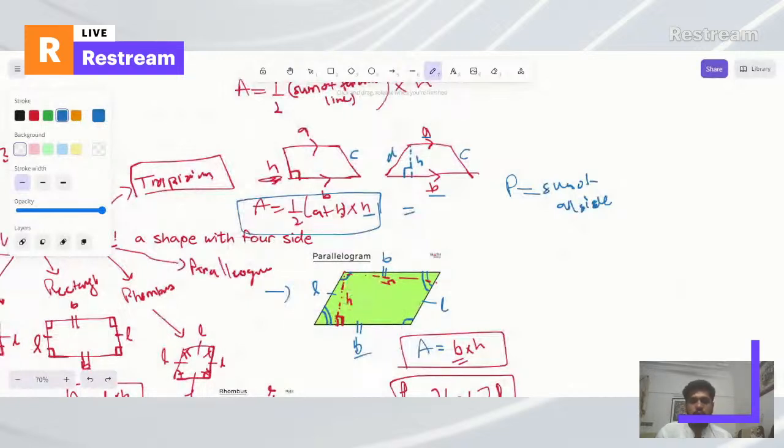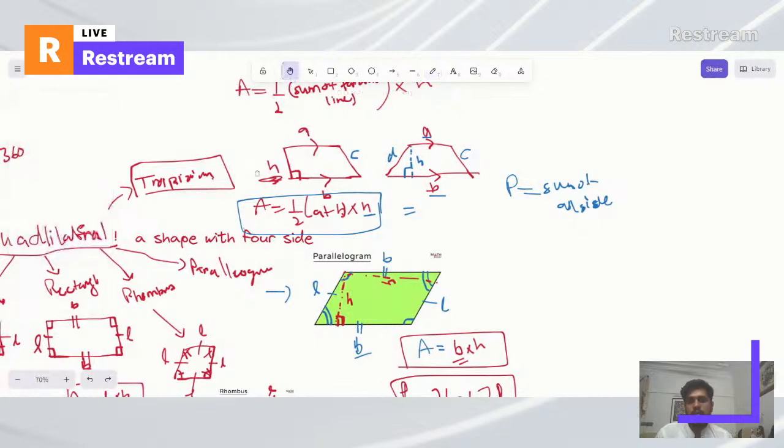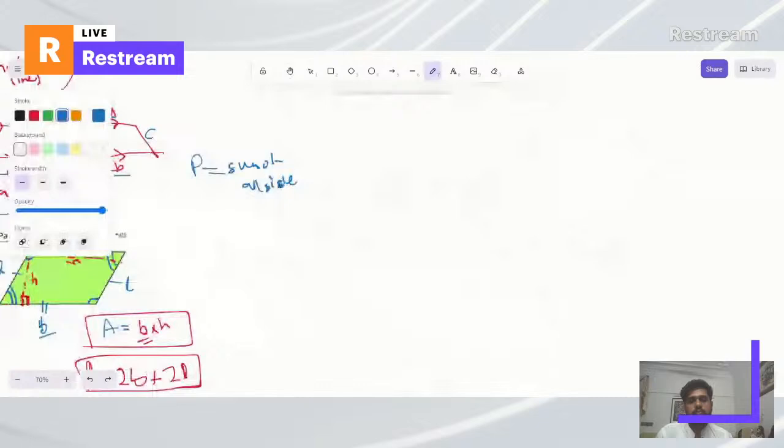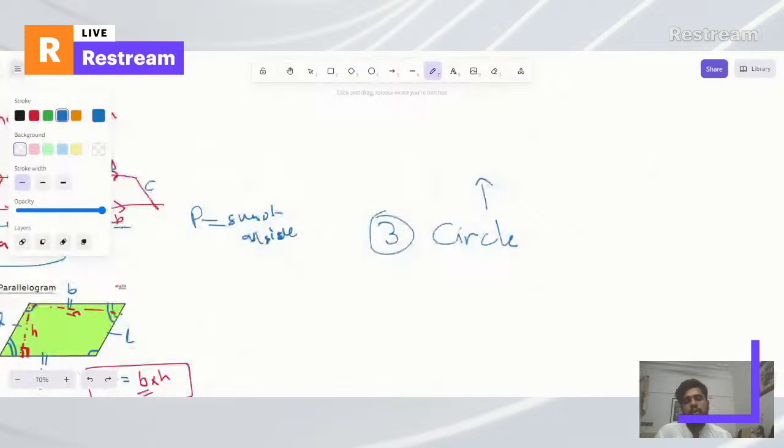Now we're going to move on to another portion, right? So we've done quadrilaterals, we've done triangles. Now let's move on to the most asked question. So it's going to be the third segment, which is going to be circles. Okay, so here I'm going to cover circles. So all about circles.